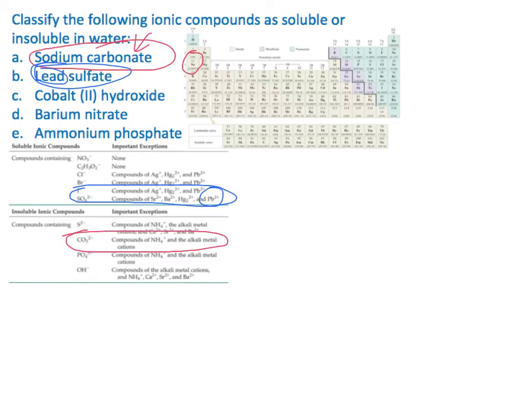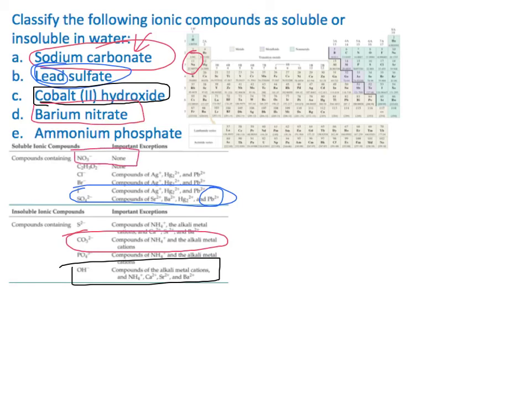We can then look at the next one, which is cobalt(II) hydroxide. If we look at the hydroxides on this chart, we see that they are all insoluble unless they're a compound of the alkali metal cations, ammonium ion, calcium, strontium, and barium. So it is insoluble because that's not one of our exceptions. The next one we have is barium nitrate. When we look at the nitrates, we see that there are no exceptions; they are all soluble.